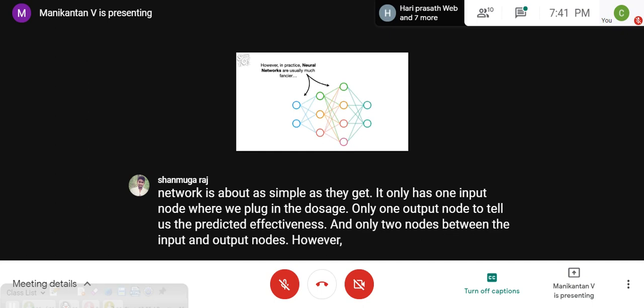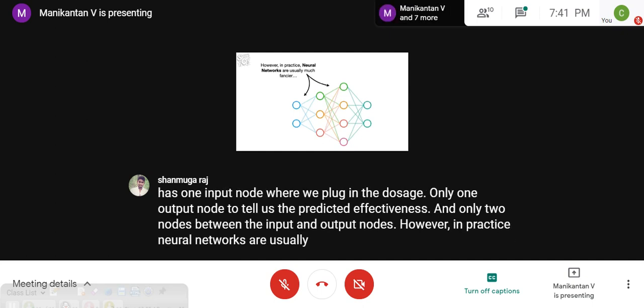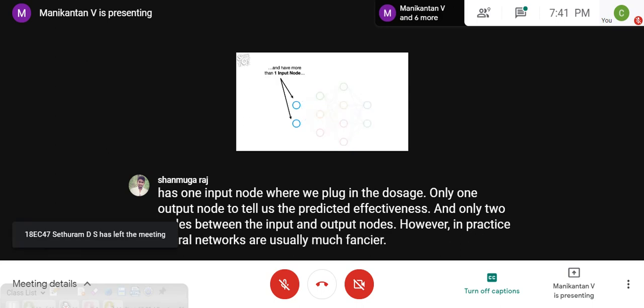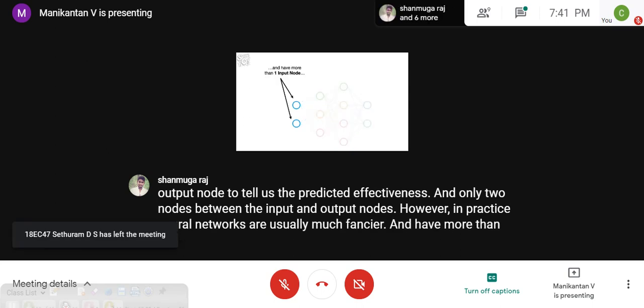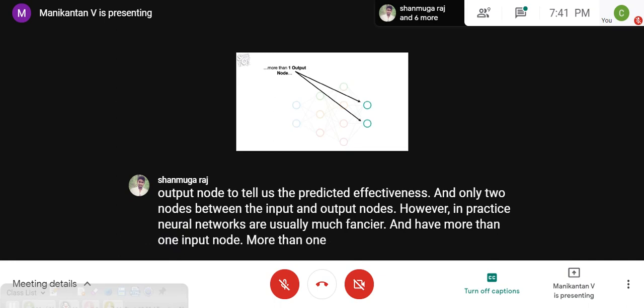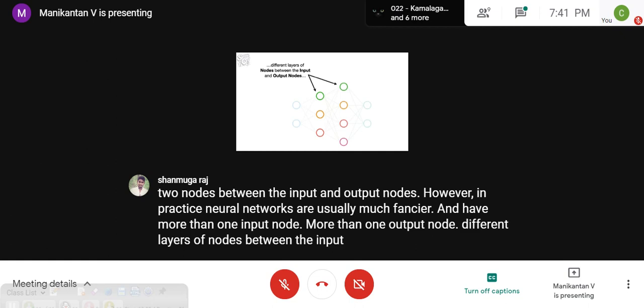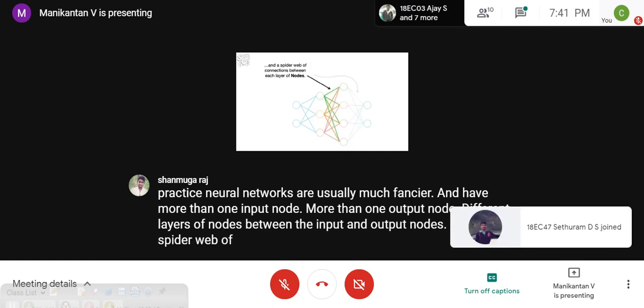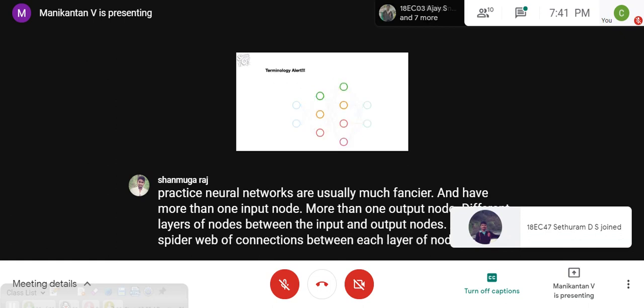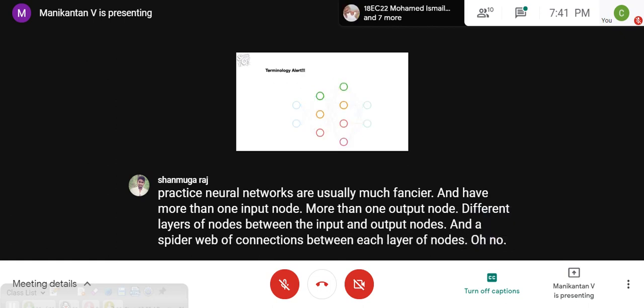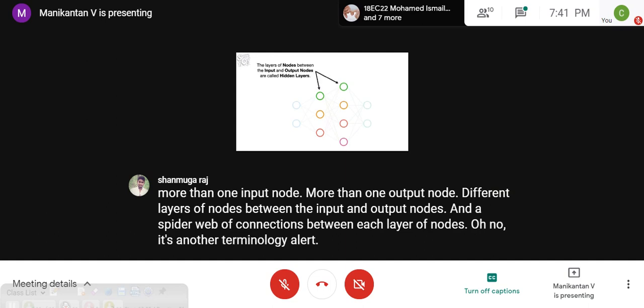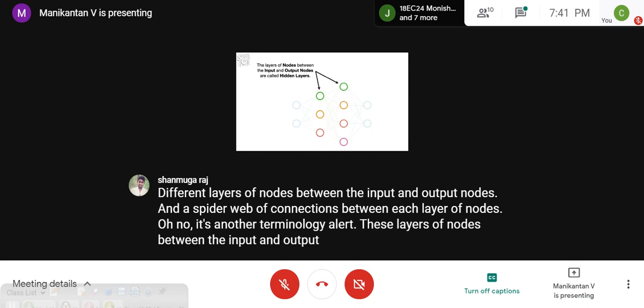However, in practice, neural networks are usually much fancier and have more than one input node, more than one output node, different layers of nodes between the input and output nodes, and a spider web of connections between each layer of nodes. Oh no, it's another terminology alert. These layers of nodes between the input and output nodes are called hidden layers.